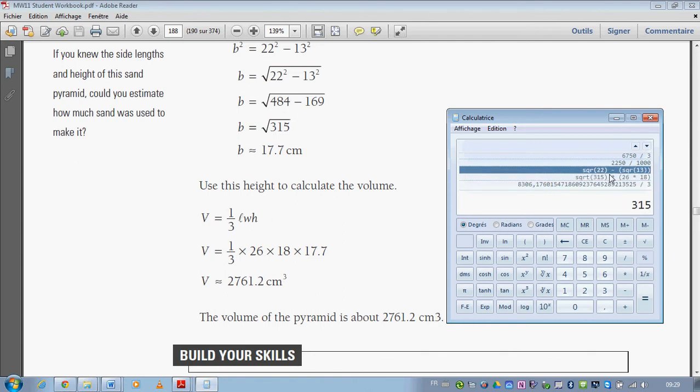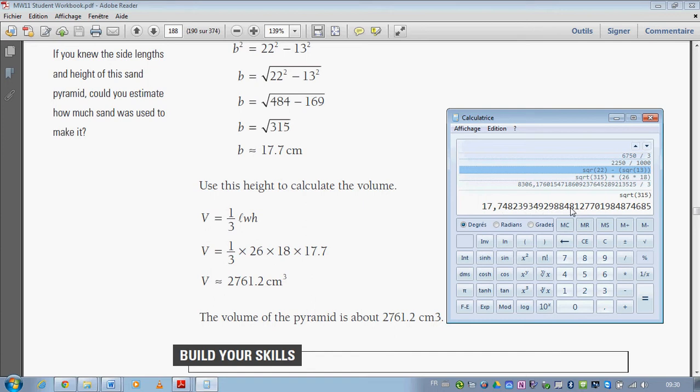So we had figured out that the height was the square root of 315, which was 17.748239, and I actually went and used that exact value. So I took this height of the pyramid, multiplied it by the area of the base of the pyramid, and then divided it by 3.